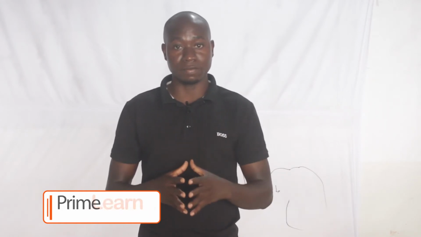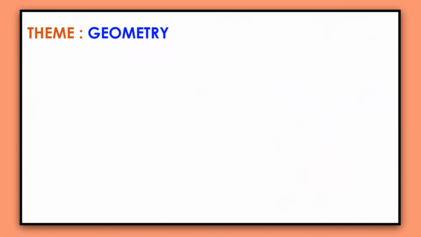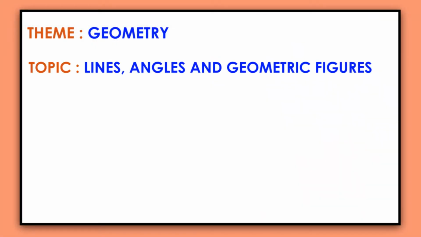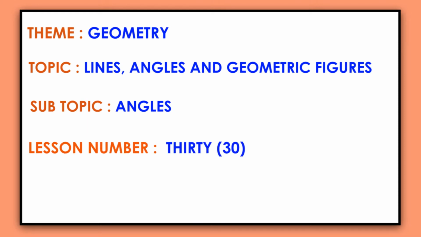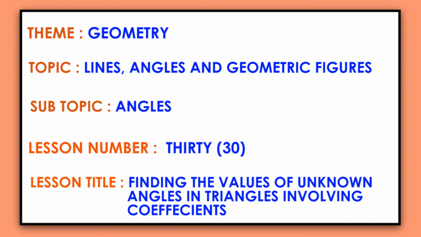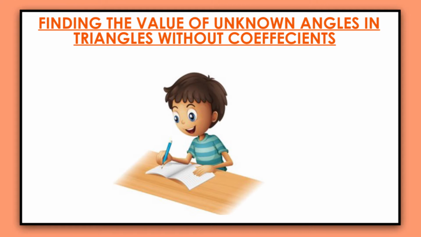This lesson is coming from the theme of geometry, topic, lines, angles, and geometric figures. The subtopic is angles. This is lesson 30 under the title, Finding the Values of Unknown Angles in Triangles Involving Coefficients. Before we look at this lesson in its depth, let us remind ourselves how we find the values of unknown angles in triangles without coefficients.